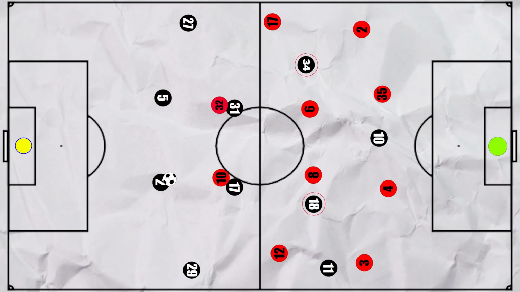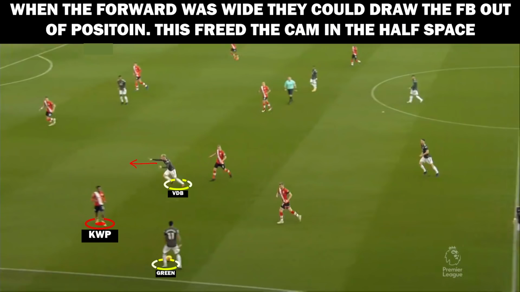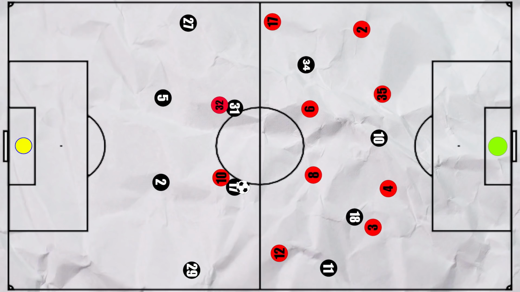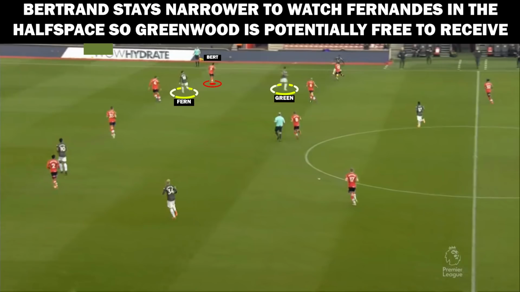In addition, on either flank, Van der Beek and Fernandes would be moving into the half space at the same time. So if a fullback was dragged towards the wide forward, the attacking midfielder could be played in. This also worked vice versa, with the forward having more space out wide.